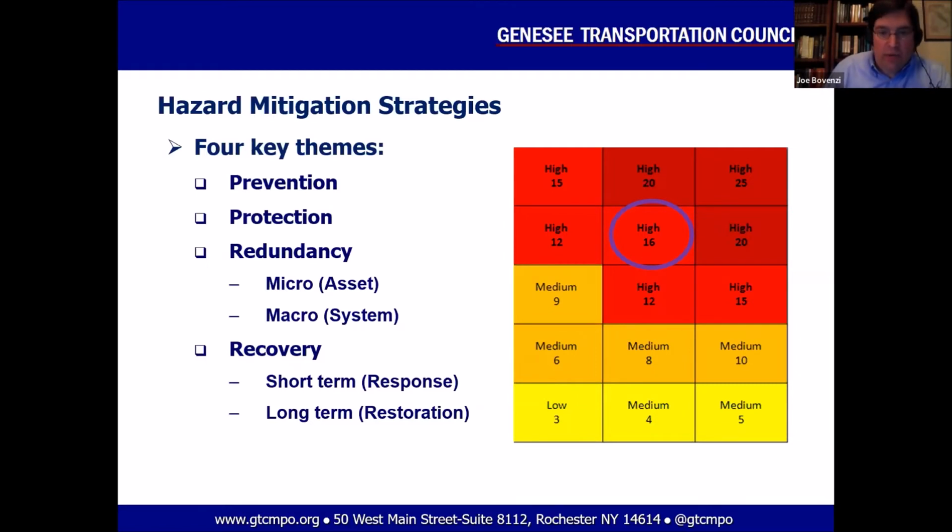And then you've got redundancy, and we looked at both micro and macro redundancy here. So micro redundancy is asset specific. So you've probably heard the term fracture critical.